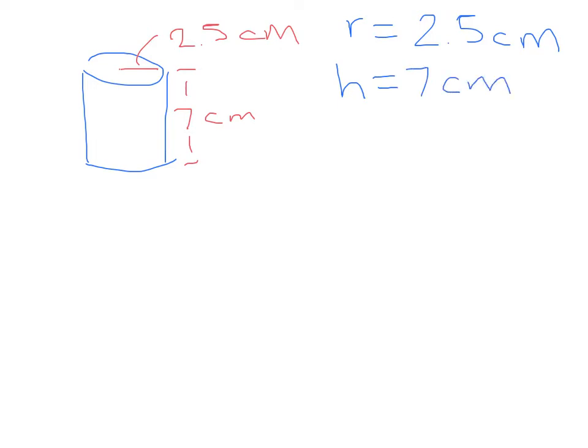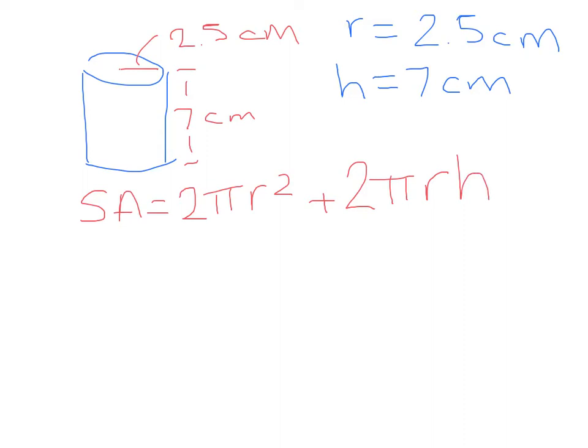I wrote down what I know. I want to calculate the surface area, so I'm also going to write down my formula for surface area, which we just saw on the previous screen. Surface area equals, and you have to think of the two circles first. The area of the two circles would be 2 pi r squared, and then we're adding to that the area of the curved surface, which is 2 pi r h, radius and height.